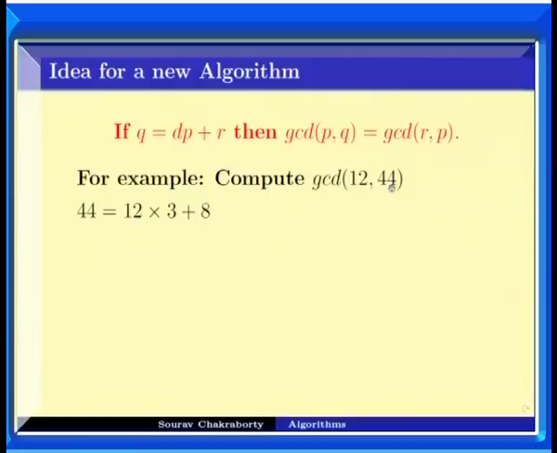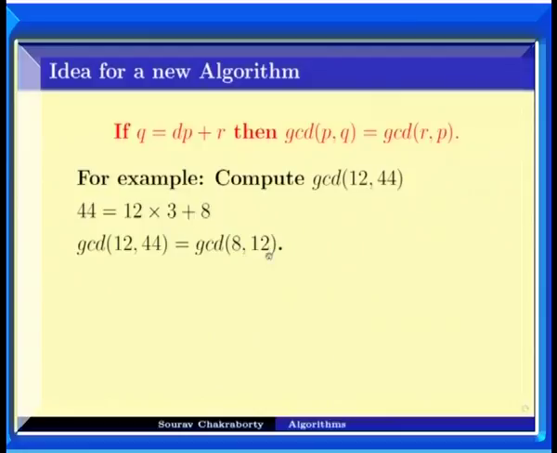Say for example, we want to compute the GCD of 12 and 44. What do we do? Just like q equals dp plus r, we write 44 equals 12 into 3 plus 8. We could have also written 12 into 2 plus 20. That also would have been fine, but how we choose this r is up to us, and the smaller we choose, the better it will be. So, we write 44 equals 12 into 3 plus 8, and then by this property, we know that GCD of 12 and 44 is equal to GCD of 8 and 12.